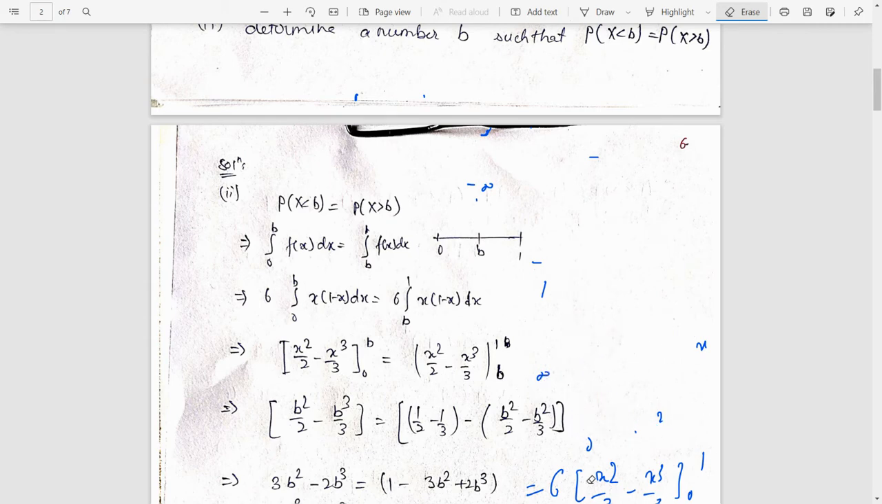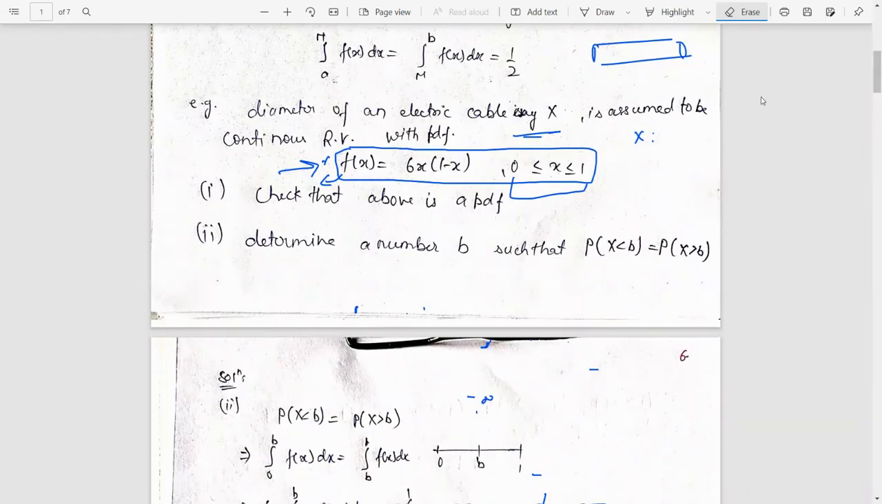Let's now see some probability examples, like how we can find some probability. The second question is to determine a number b. Determine a number b such that probability of x less than b is equal to probability of x greater than b. Let's say this is 0 and this is 1, and this is number b. Number b should be such that the probability of x less than b, in this region, and the probability in this other region, are both equal.